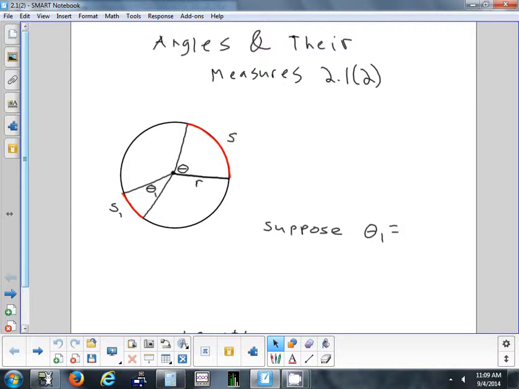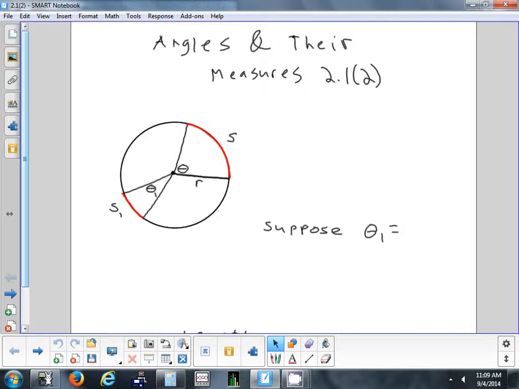A lot of times when we don't know what an angle is, in trig we use a Greek letter to represent it. Just like in algebra you use x a lot, in trig we use theta a lot for angles. So this angle is theta. The other angle I've labeled theta 1. I just needed a different name for it, but I still wanted to use theta. The arc that corresponds to theta I'm calling S, and the arc that corresponds to theta 1 is S1.